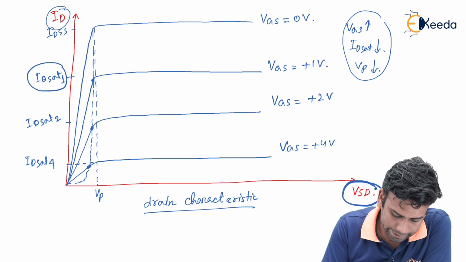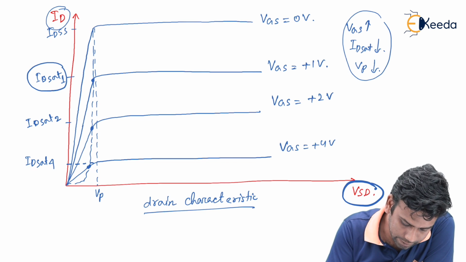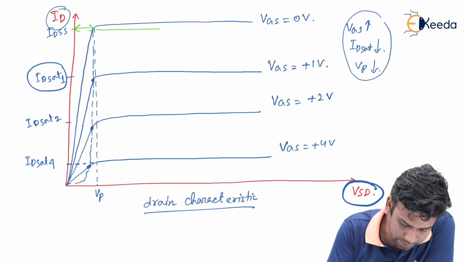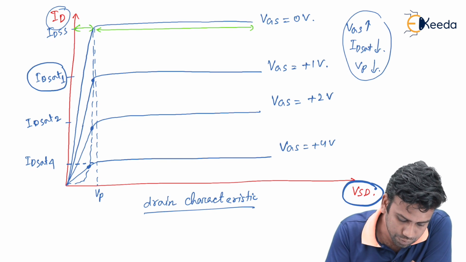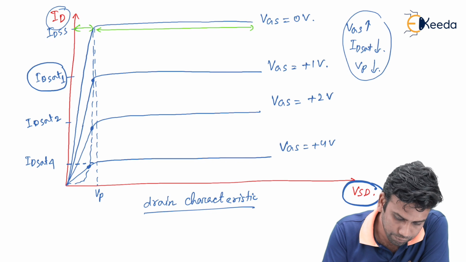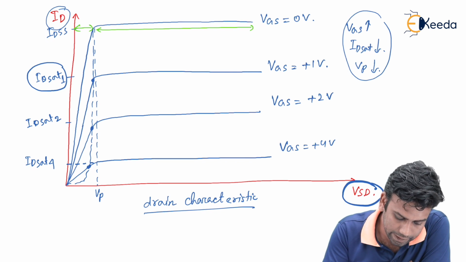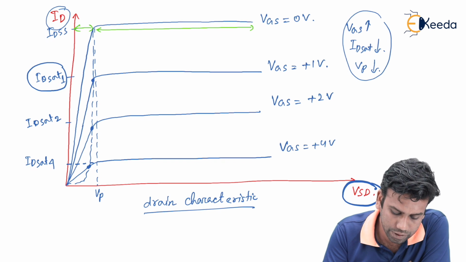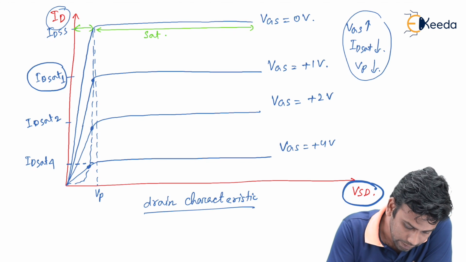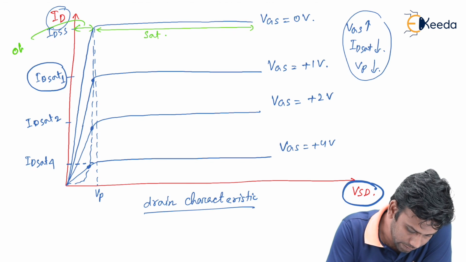If you look at the drain characteristics, in this region, we know that it is the ohmic region, and this region is the saturation region. So in the ohmic region the JFET can work as a linear device, and in the saturation region the JFET can work as a constant current source. So this is the saturation region, and this one is the ohmic region.